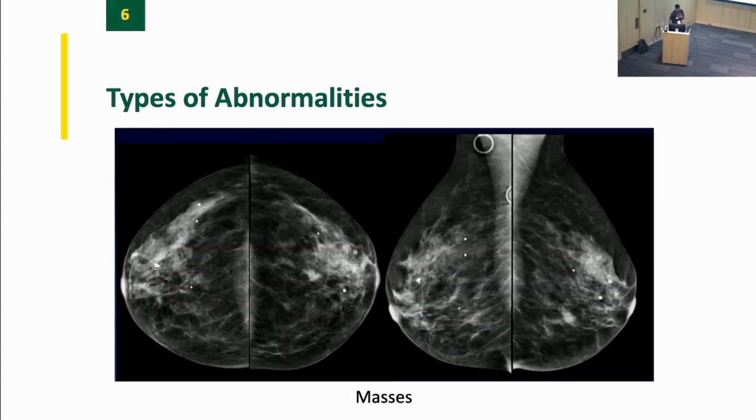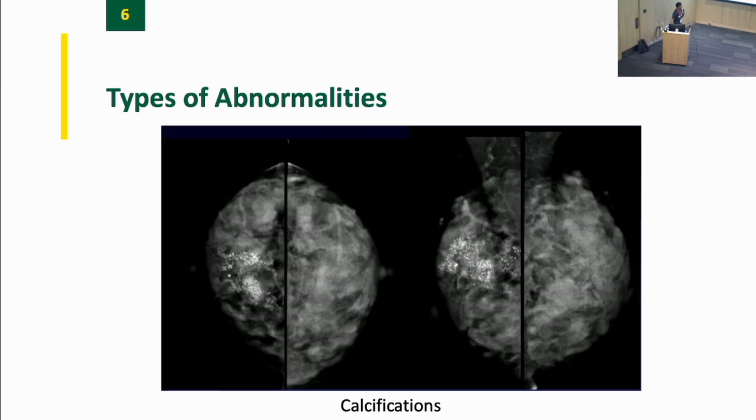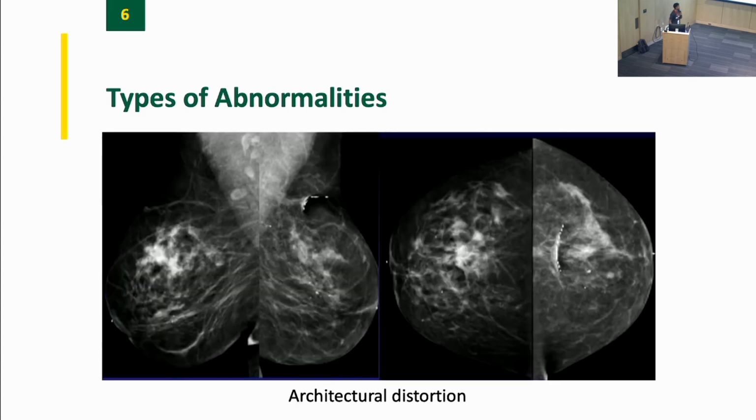I'll just talk briefly about types of abnormalities. So this is a mass here. This is what I'm talking about. This is a fairly obvious mass, believe it or not. This is the size of abnormalities we're talking about. These are very obvious calcifications here and here. Most times they're much smaller. On Friday during the symposium, I'll show some examples of very tiny calcifications that are missed by AI models.